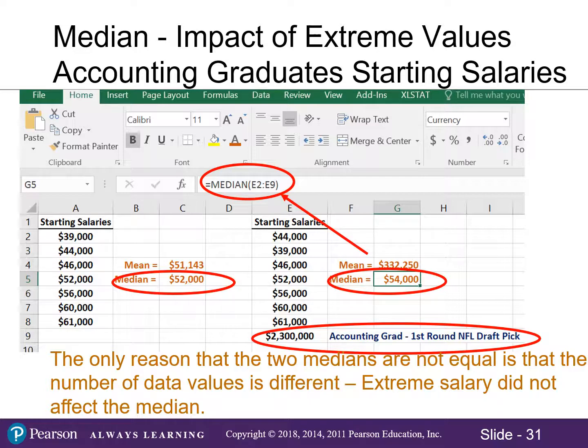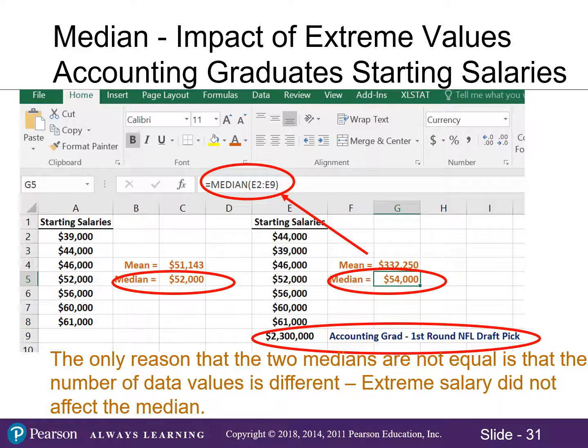Anyway, looking at the first set of salaries, the median is 52,000 because it lies directly in the center when it's ordered. However, if you look at the second set of salaries, which includes our NFL draft pick or extreme value, there's not 9 values, there's 8, because the first entry is 1. I always forget that about Excel versus Minitab. There's 8. It's going to be the middle 2, or the average of 52,000 and 56,000, which comes out to 54,000. So it moved up 2 grand.